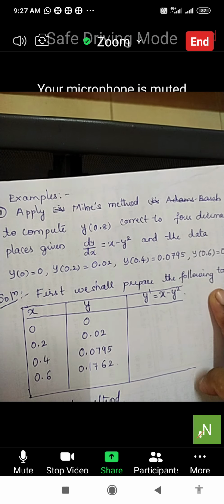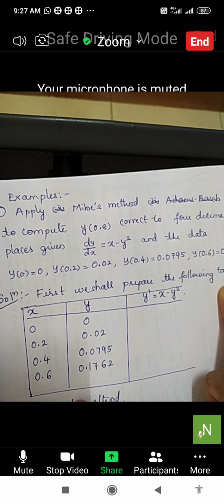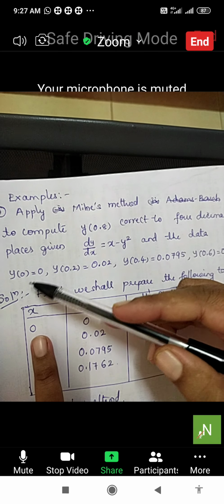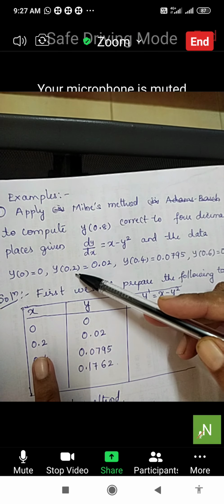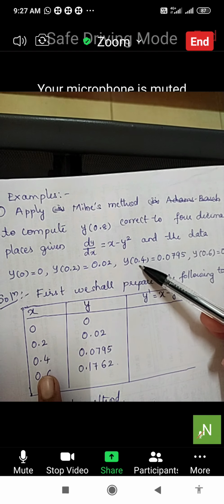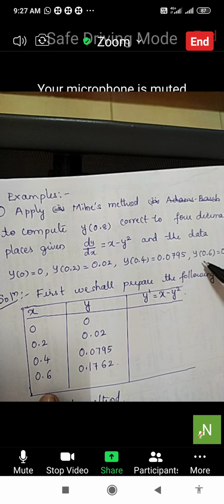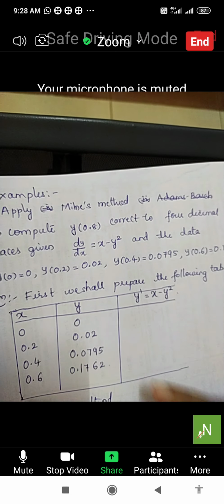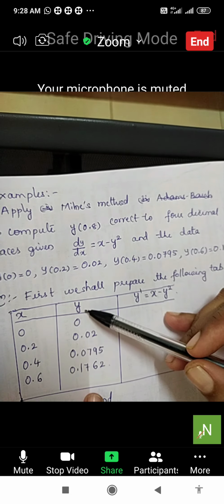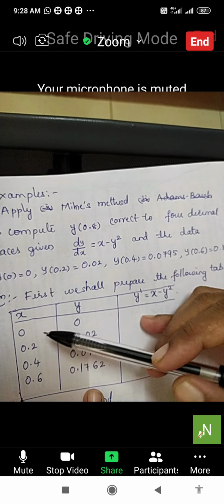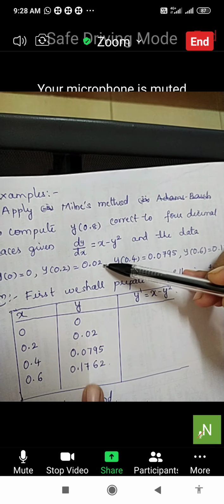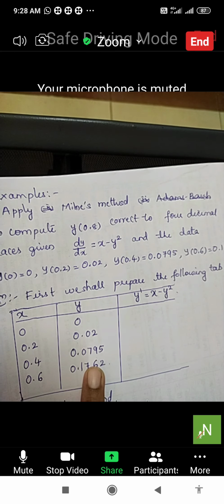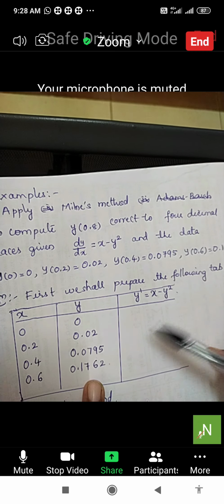Now we have to prepare the table. These are the values of x and y. The first value of x is 0, the next value is 0.2, the next value of x is 0.4, and the next value of x is 0.6. This is what is written below x. Very easy. Then write the corresponding values of y here: 0, next 0.02, 0.0795, 0.1762.